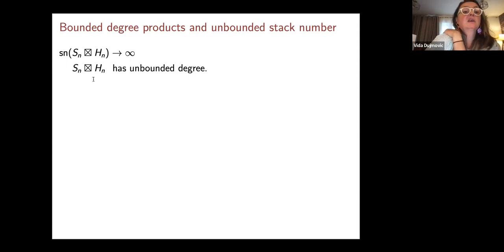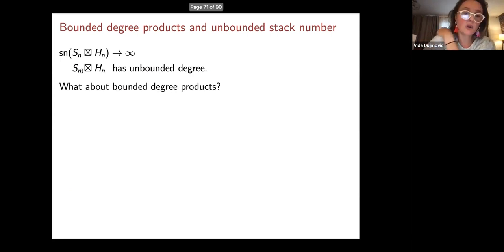So we just learned that a Cartesian product, therefore strong product, of a star times a hex grid has unbounded stack number. If you look at that graph, though, it has unbounded degree, because it's a product with a star. A star has unbounded degree, so the product has unbounded degree. So we found graphs of unbounded degree that have unbounded stack number and bounded queue number. Okay, what if we wanted a graph that has bounded degree?